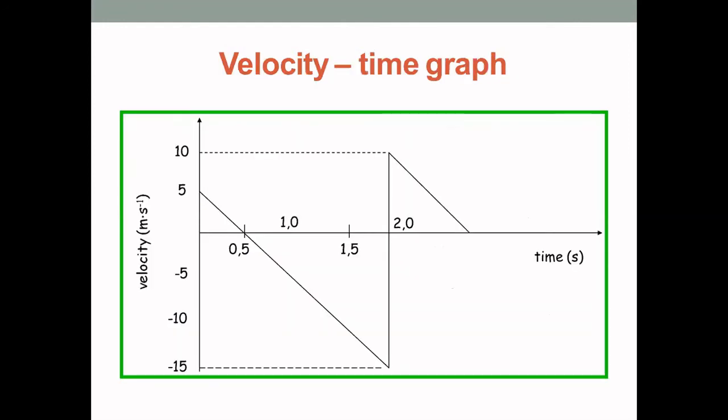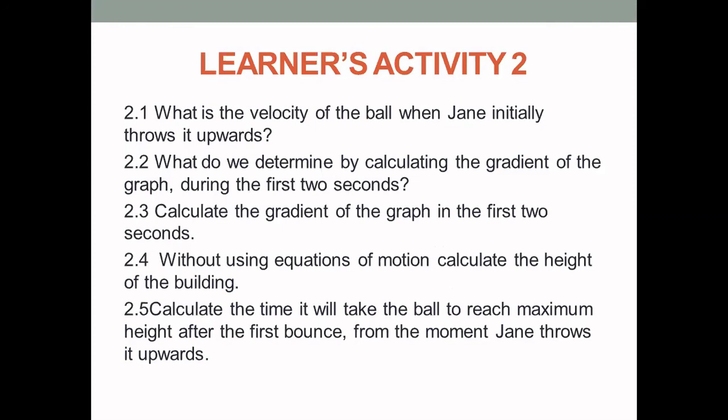So we're given there the velocity time graph. Questions 2.1. What is the velocity of the ball when Jane initially throws it upwards? 2.2. What do we determine by calculating the gradient of the graph during the first 2 seconds? 2.3. Calculate the gradient of the graph in the first 2 seconds. 2.4. Without using the equations of motion, calculate the height of the building. 2.5. Calculate the time it will take the ball to reach the maximum height after the first bounce, from the moment Jane throws it upwards.